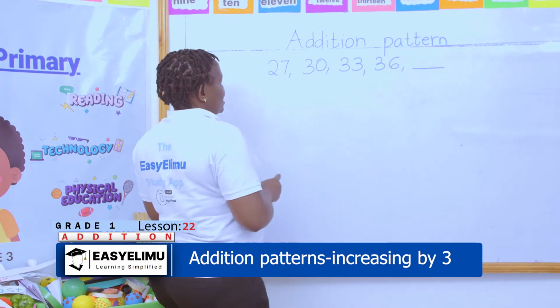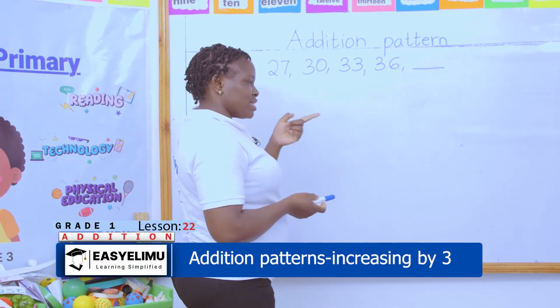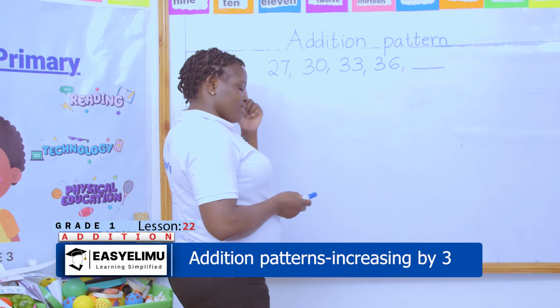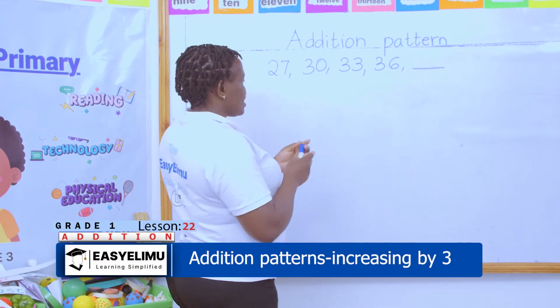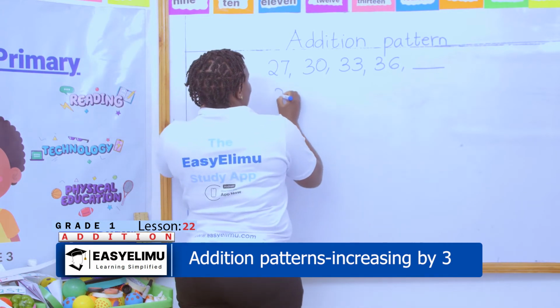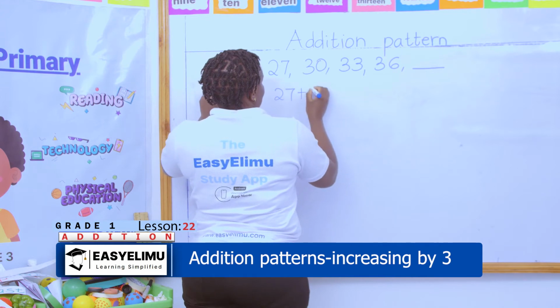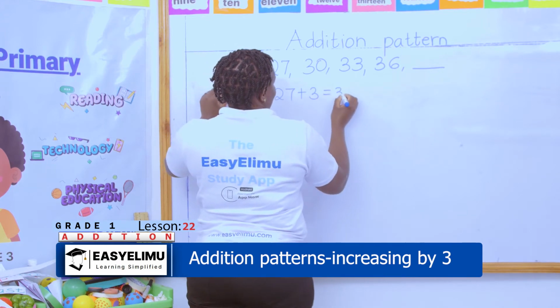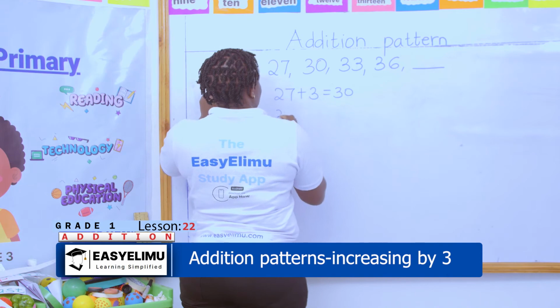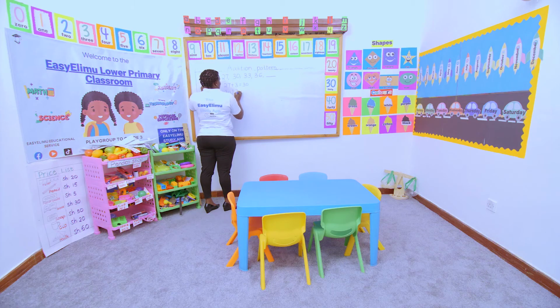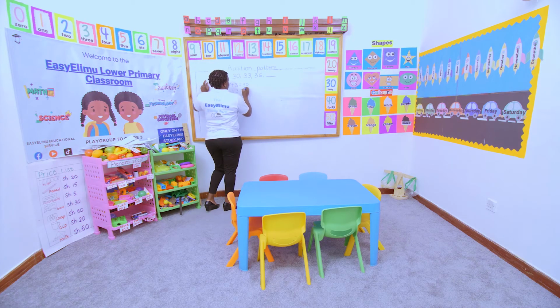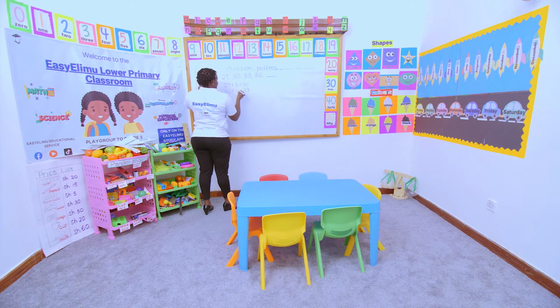First of all, from 27 to 30, how many did they add? 27, 28, 29, 30, which means they're adding 3 on each number. So if I add this, I will get 30. What if I add 30 plus 3? 30 plus 3 should give me 33. Then 33 plus 3 gives you what? 33 plus 3 will give me 36.